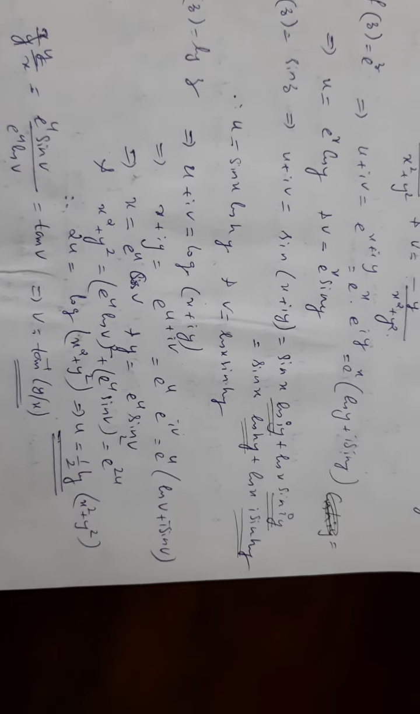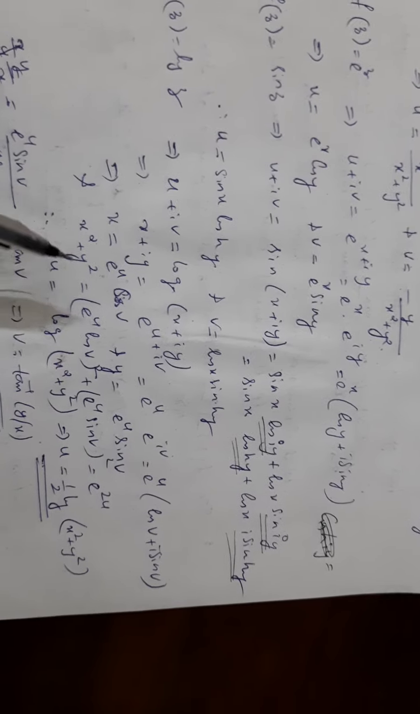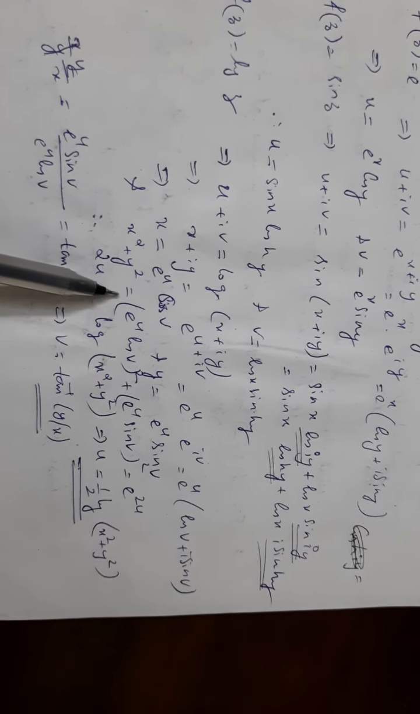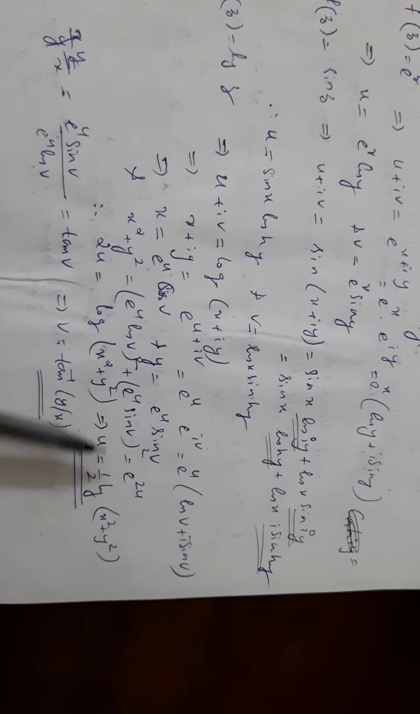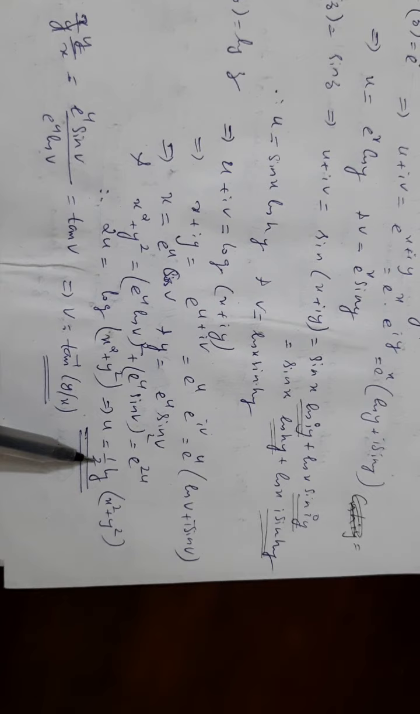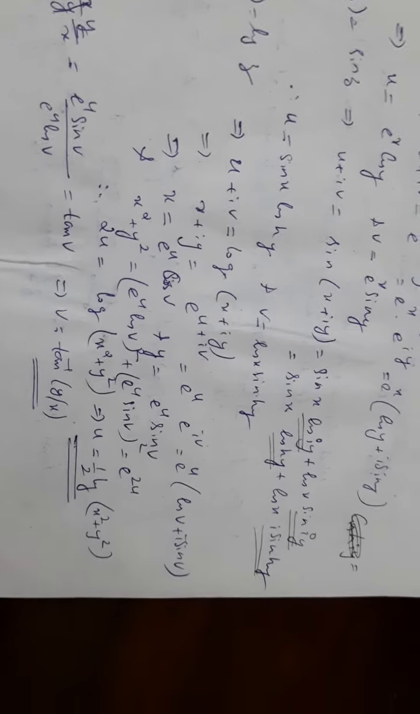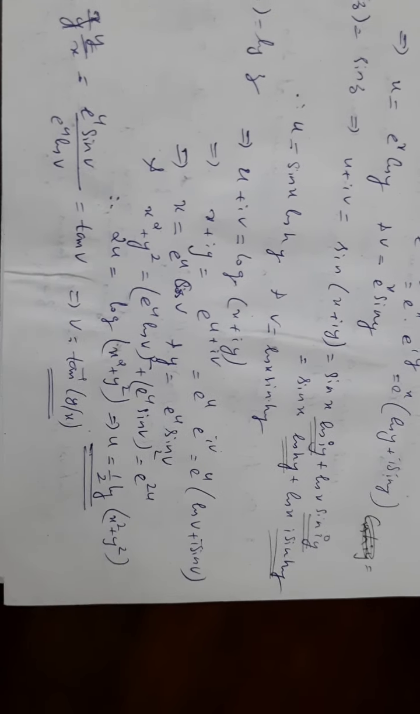Equate the real and imaginary parts. x is e raised to u cos v, y is e raised to u sin v. Squaring and adding, x square plus y square is e raised to 2u, since cos square plus sin square is 1. So what is 2u? Log of x square plus y square. So u is half log of x square plus y square. Dividing y by x, we get e raised to u sin v by e raised to u cos v, that is tan v. So v is tan inverse of y by x. Okay. So in this way we can separate the real and imaginary parts.